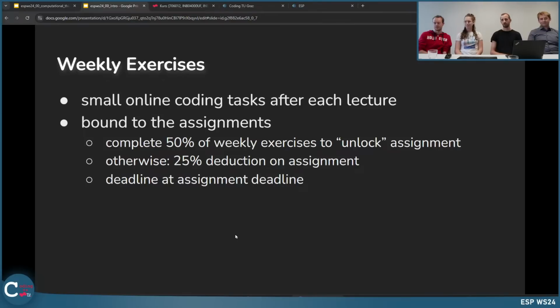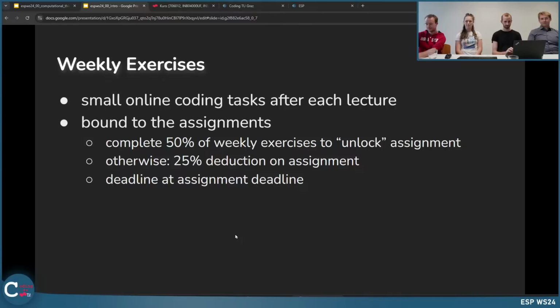We've experienced a lot of students, as Michi already said, just starting with the assignment and then getting overwhelmed by the huge amount of code to write. But using these weekly exercises, you're writing short code snippets all the time and practicing the concepts, and we believe it's easier for you to transfer this knowledge to writing the assignments, and you will have a less hard time writing them then.